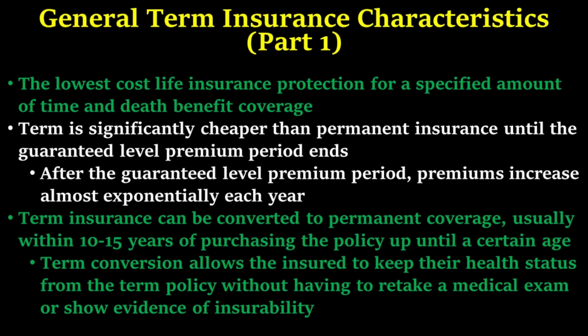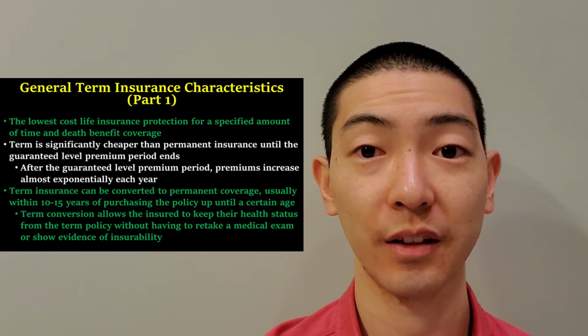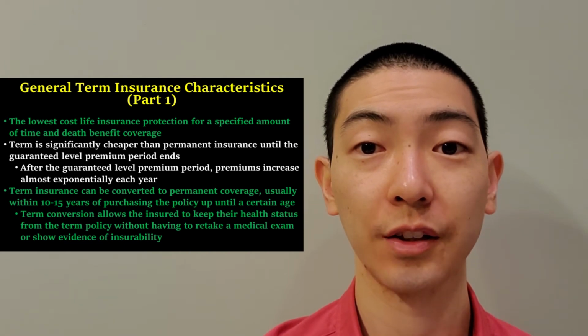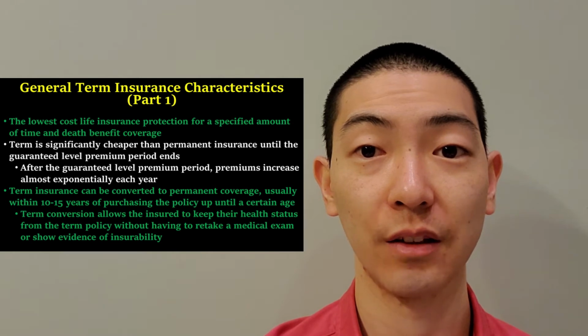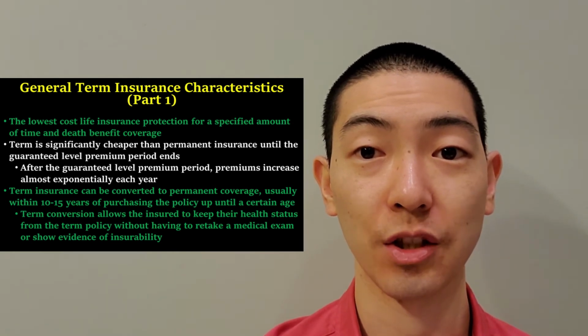Here are some general characteristics of term insurance: the lowest cost life insurance protection for a specified amount of time and coverage. Term is significantly cheaper than permanent insurance until the guaranteed level premium period ends. After the guaranteed level premium period, premiums increase almost exponentially each year.